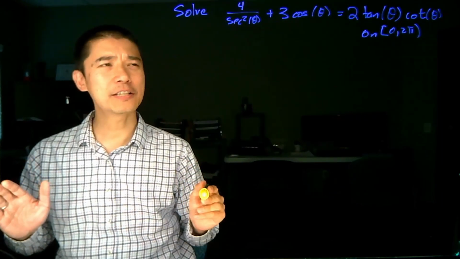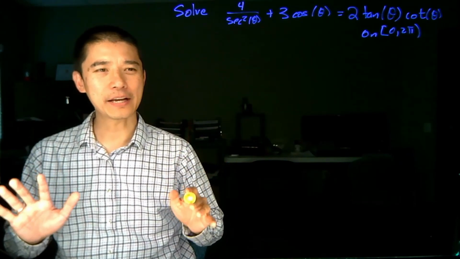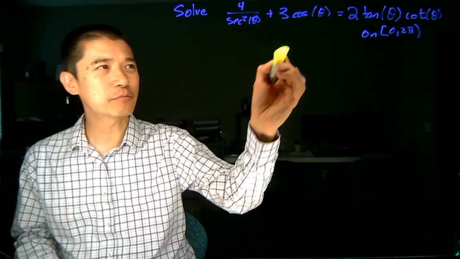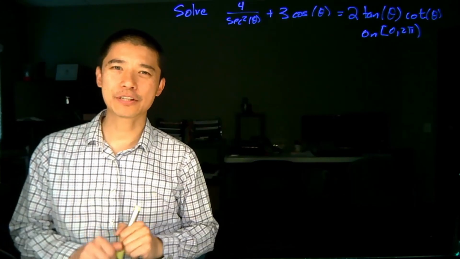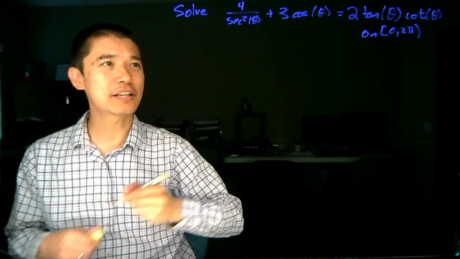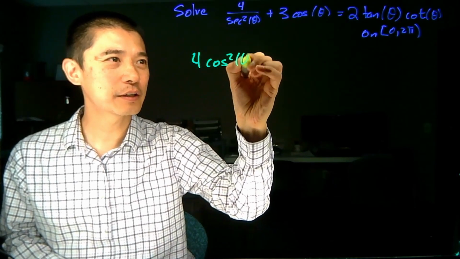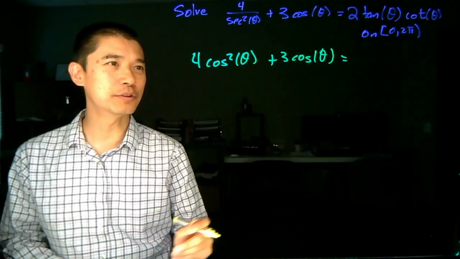Now it's very easy to be overwhelmed at first, but it's also important to be able to take a step back and start thinking about what you can do to simplify this. The first thing to recognize is that 1 over secant squared theta is one of the reciprocal identities. This is actually just cosine squared theta. So 4 cosine squared theta plus 3 cosine theta is equal to.